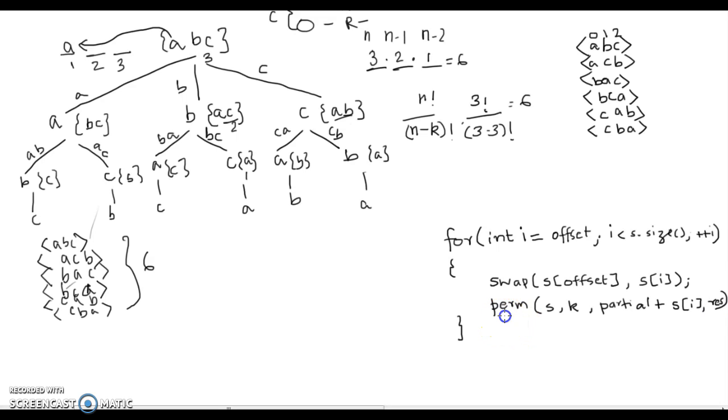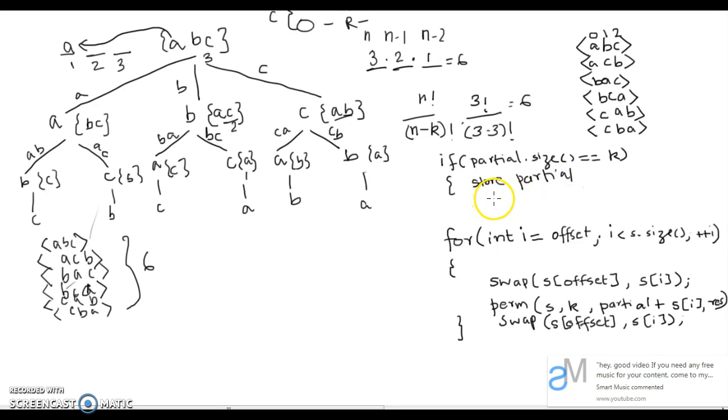And then I need to make sure that I restore the state, because in the next swap, when I come back, I need to swap A with B. So basically, I need to swap back the offset with S of I. And basically the same thing for the stopping condition: if the partial's size is equal to k, which is the size of my subset, then I store partial and I return.